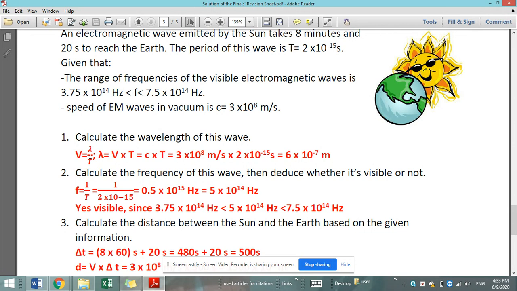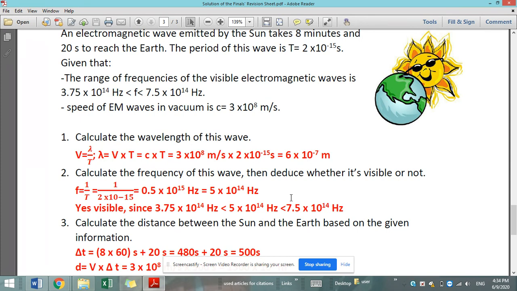Its origin is actually the formula V equal D over delta T. But considering one cycle, the distance covered is lambda and the total time needed is T period. So doing a cross multiplication here, lambda is V times the period. We are given all the values in the SI unit, that is the speed in meter per second and the period in seconds. So 3 times 10 power 8 meter per second times 2 times 10 power minus 15 second is 6 times 10 power minus 7 meter.